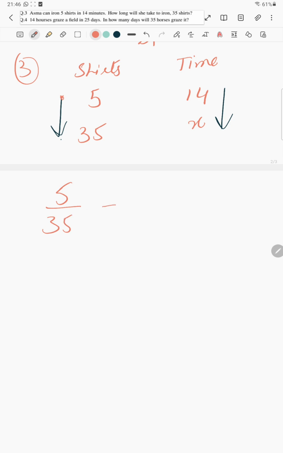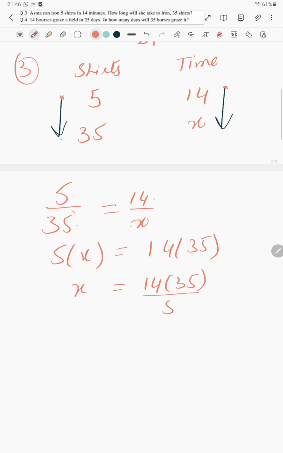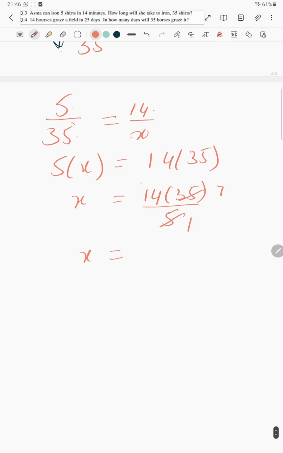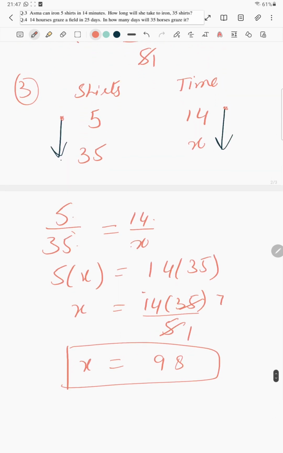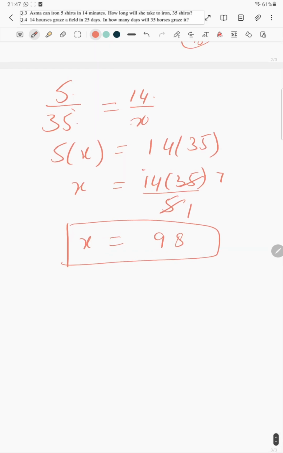5 by 35 is equal to, start writing from the tip, 14 by x. So it's going to be 5 into x is equal to 14 into 35, because you know that the denominator here multiplies here in the numerator, denominator here multiplies here in the numerator. So x is equal to 14 times 35 by 5. 5 times 7 is 35, 7 times 14 is 98. So in 98 minutes, 35 shirts can be ironed by Asma.